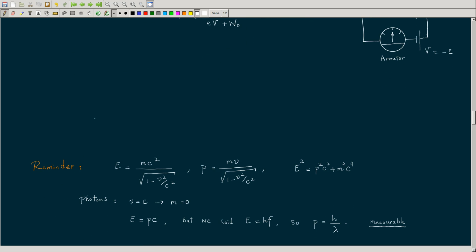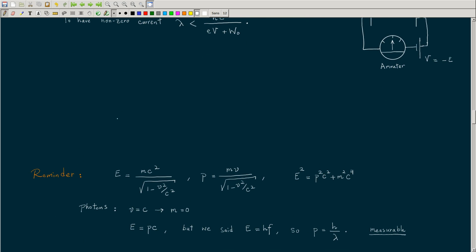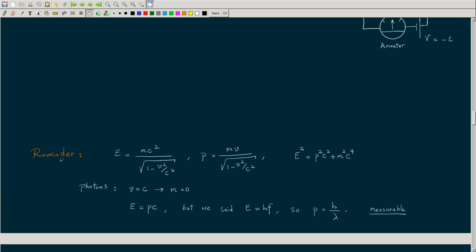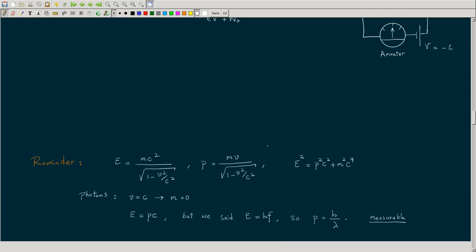Before getting to the next concept, which is Compton scattering, let me remind you of these things. First, the formulas for the energy and momentum of a relativistic particle are written as these, and for photons you have velocity equal to c. So you have a 0 in the denominator here. To make sense of it, you can say the mass of the photon is 0. This is basically saying that if a particle moves with the velocity of light, it has to have mass equal to 0. So photons are massless.